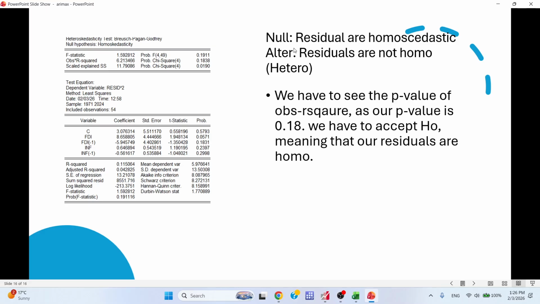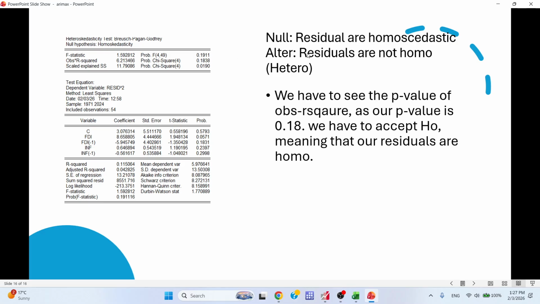Now you can see that the null hypothesis is that residuals are homoscedastic, or we can say that variance is constant, and the alternative hypothesis is that residuals are not homoscedastic. We have to see the observed R-squared and its p value, which is 0.18. As our p value is greater than 0.05, we have to accept the null hypothesis. When the p value is less than 0.05, we have to reject the null hypothesis. But at the current moment our probability value is greater than 0.05, so we accept it.